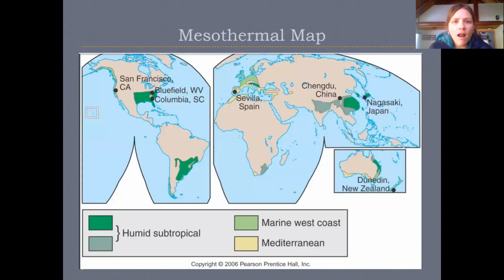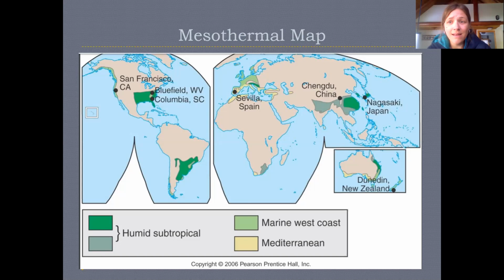Okay, so here are our mesothermal maps of the world. Hopefully you can start to recognize some patterns of where these things exist. First of all, we're no longer on the equator. We're moving even beyond the areas where we saw the deserts in those approximately 30-degree latitude high pressure zones. So we're moving a little beyond those subtropical high pressure zones.